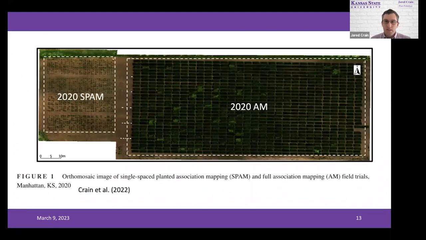So this is just an orthomosaic of those two experiments and showing how they were grown side by side. So this is the 2020 SPAM plants. Each one of these small green areas is basically an overhead view of a single plant. And you can see there's areas where we do lose some of these single plants. If the plant dies, then it's going to be an open spot in the field.